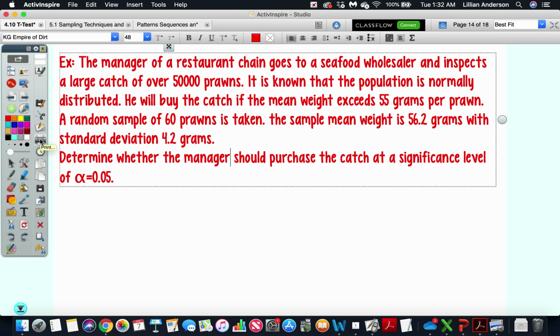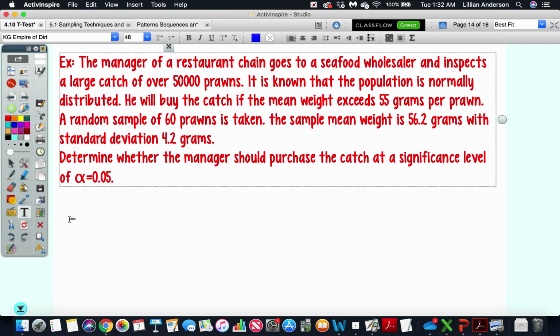Now, a lot of times they'll say perform a t-test or do this particular test to let you know that this is not a normal distribution. So I'm telling you, we're going to be doing a t-test. Don't try to do normal distribution here.